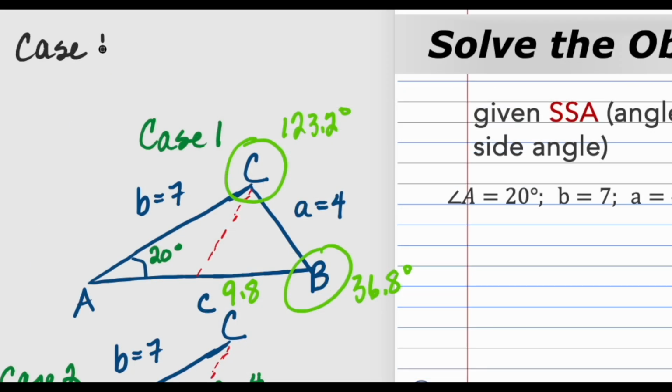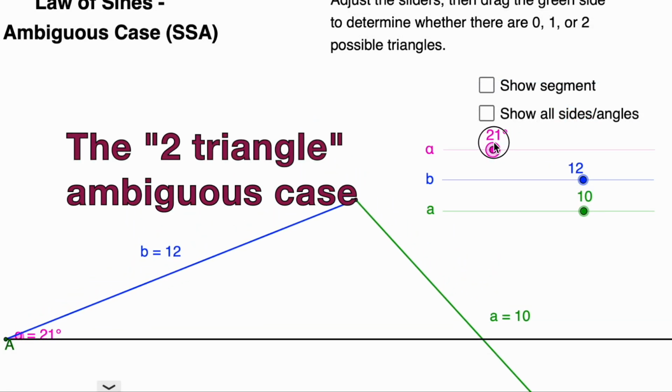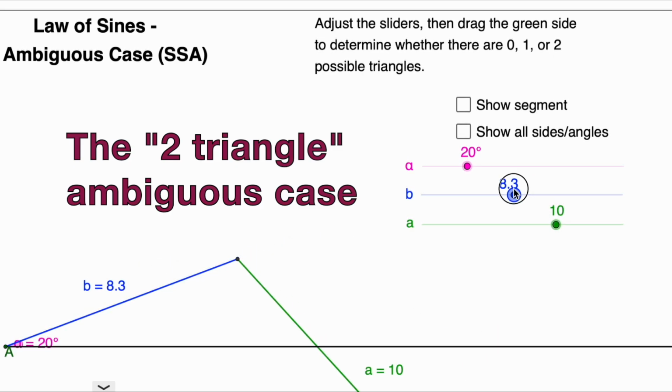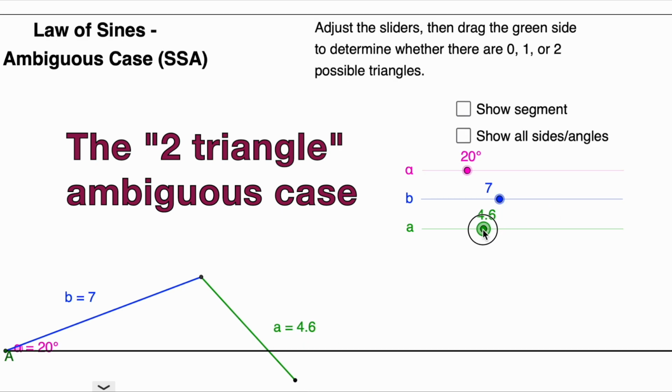Case 1. Angle B is 36.8. Angle C was 123.2. And side length C was 9.8. I'm saving it here because I'm erasing everything else. Let me see if I can make a visual here. I've got 20 degrees and B is 7 and A is 4.